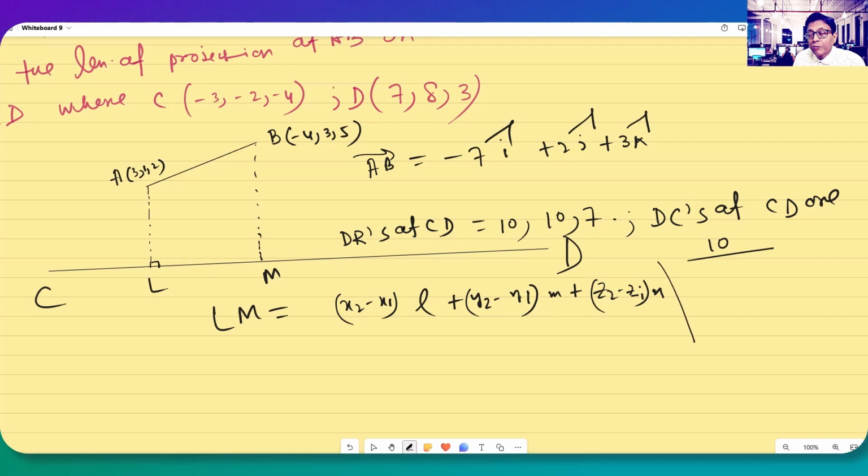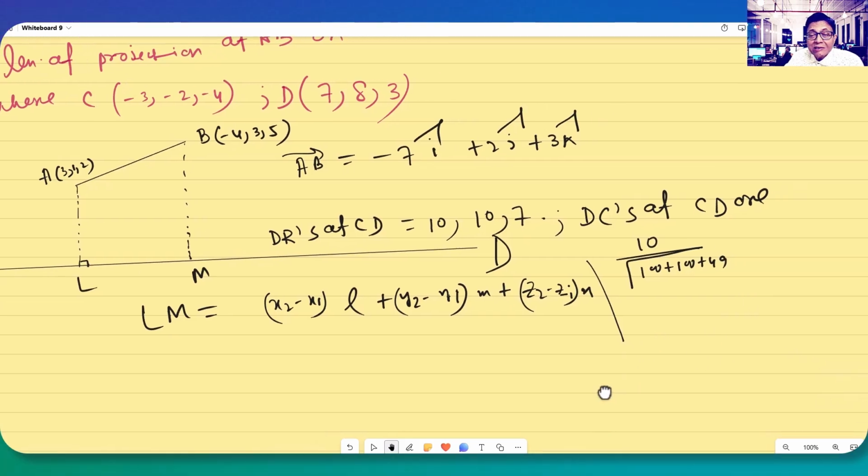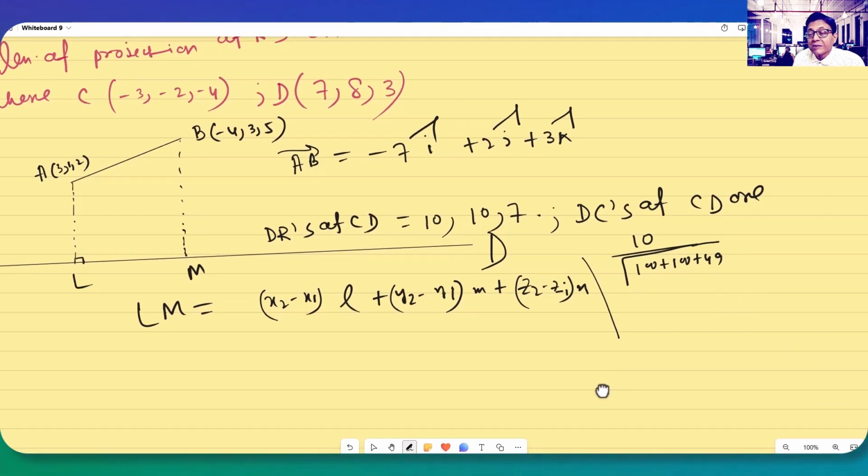You remember the formula? These are a, b, c only, a by under root sigma a square. That is under root 100 plus. All these I have explained in the previous video. So the direction cosines are going to be like this. Then again 10 by this 100, 149, same thing. And this is 7 by under root 249. So this is what you got.